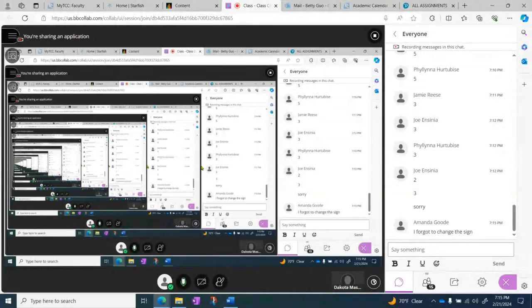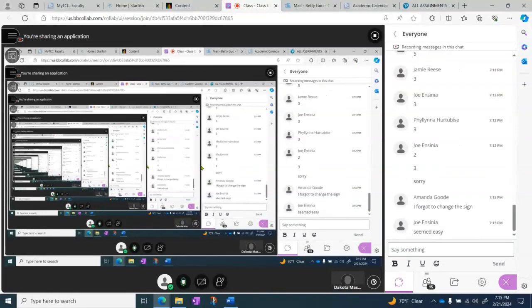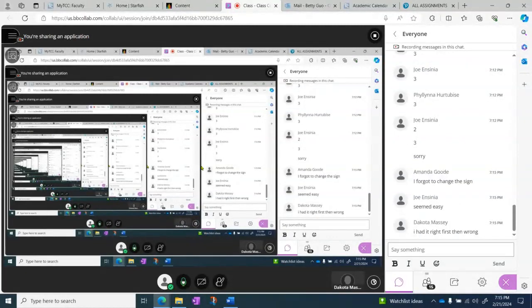I really hope you try my method, but it does take practice, especially since it's pretty easy to forget to change the sign. So you would have to remember to change the sign. Seemed easy, but not exactly easy. I had it right first, then wrong. Oh, okay. Yeah, we need to practice more, right? Let's practice more.